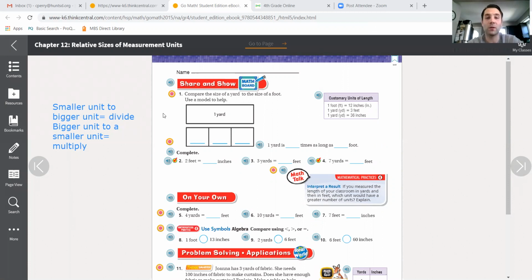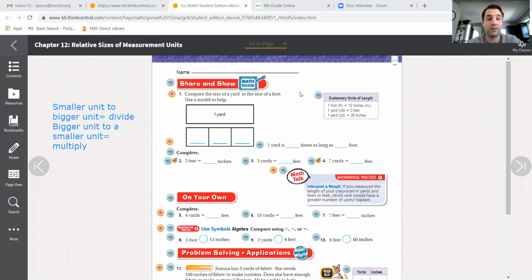Compare the size of a yard to the size of a foot. We can use the model to help. Also over here, this customary units of length is going to help us as well. So we know 1 foot equals 12 inches, 1 yard equals 3 feet, and 1 yard also equals 36 inches. Oh, that's a big help right there. That's going to help us a lot.